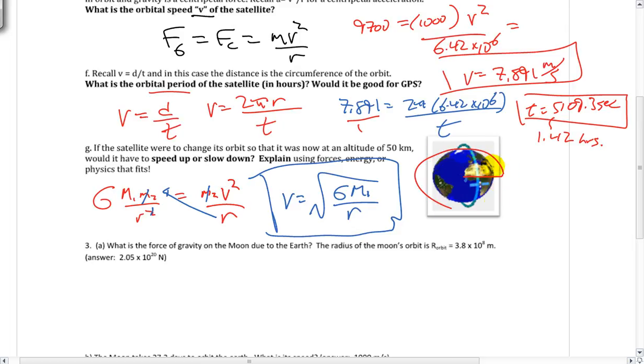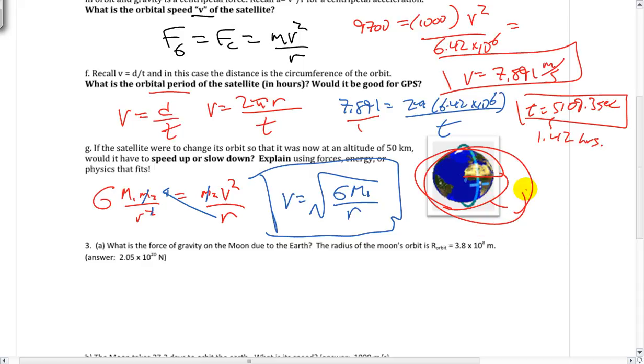As you're closer to the Earth, you have a higher orbital speed, like 20-some thousand miles an hour. And as you get further out, you don't have to go quite as fast because the pull of gravity is weaker out here and you have a slower orbital speed.